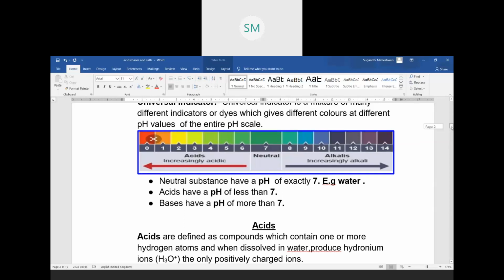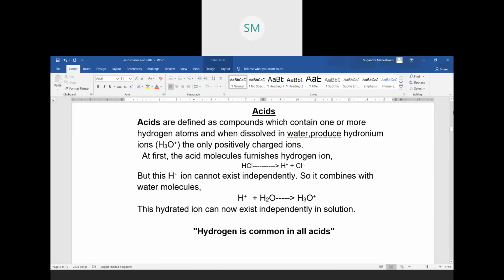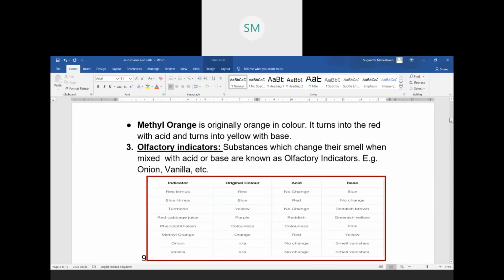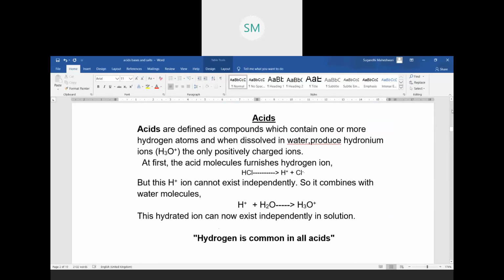Okay, so let's start with acids. What are acids? Acids are defined as compounds which contain one or more hydrogen atoms. Now you know HCl, hydrogen chloride, hydrochloric acid. When you take HCl, it will dissociate into H+ and Cl-. But this H+ ion is not furnished till you mix water. So acids are substances which produce hydronium ion on reaction with water. This hydronium ion can exist independently in solution.